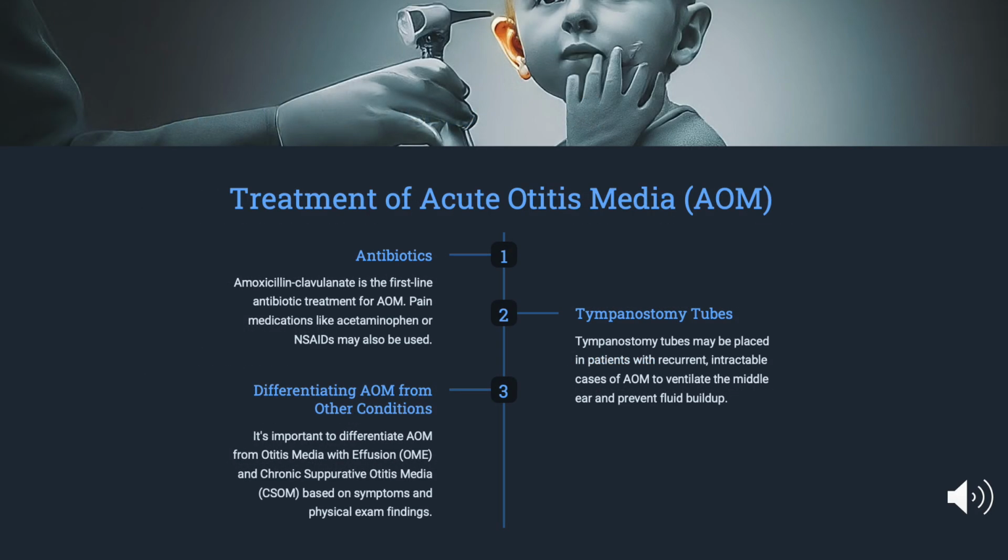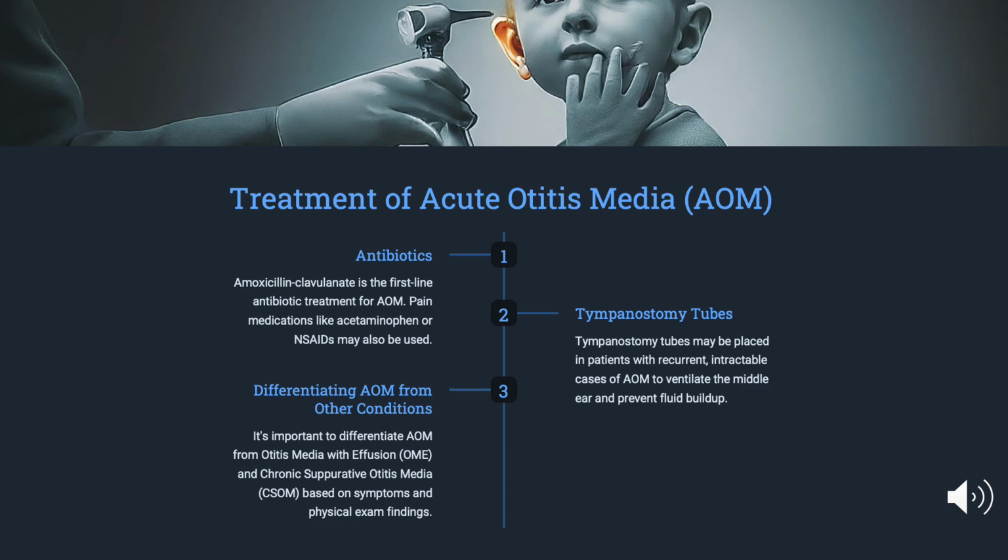The primary treatment for acute otitis media involves antibiotics, with amoxicillin clavulanate being the first-line choice. Pain relief medications such as acetaminophen or NSAIDs can also help alleviate discomfort. In cases of recurrent or severe acute otitis media that doesn't respond to standard treatment, tympanostomy tubes may be surgically placed to ventilate the middle ear and prevent fluid accumulation.